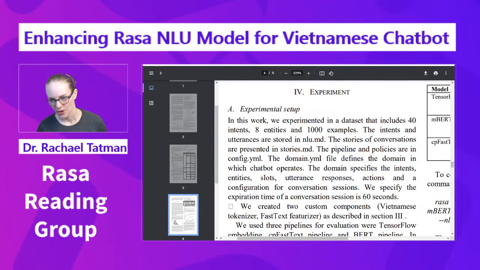In this work, we experimented on a data set that includes 40 intents, 8 entities, and 1,000 examples. That's quite a large number of intents. The intents and utterances are stored in NLU.md. Okay, so just what I'm noticing here is that some of their files are MD, some of them are YAML. So I'm guessing that during the course of this work, they upgraded to 2.0.